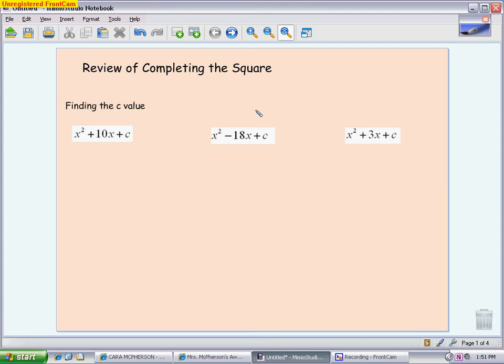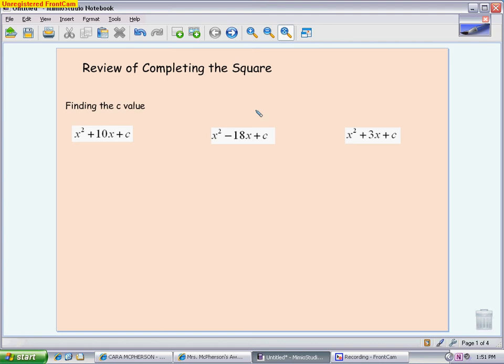So we're going to go through from the very basic, just how you actually come up with this value to complete the square, and then we're going to talk about how it works when it's coming to solving, how does it work with rewriting, and how can we take it up a notch and make it a little more difficult. So we're going to start off with just the basic, which is what is the constant value? We call it the C value.